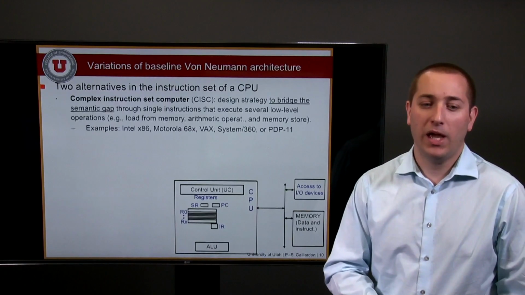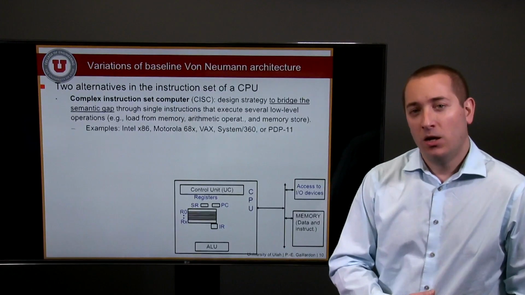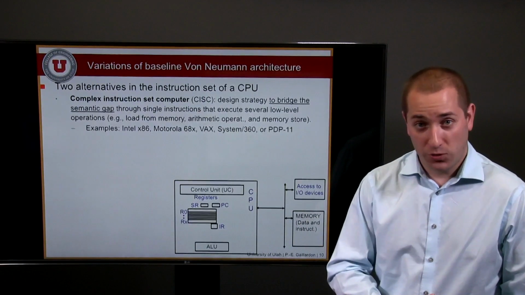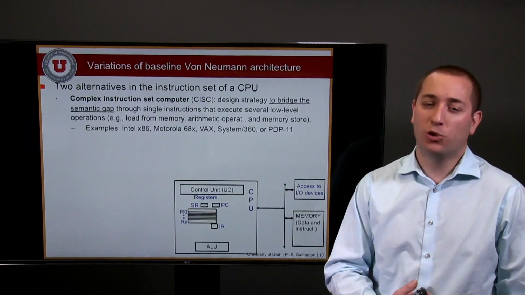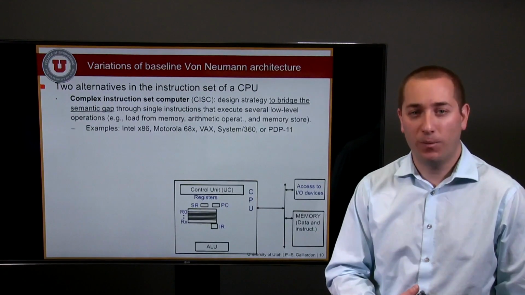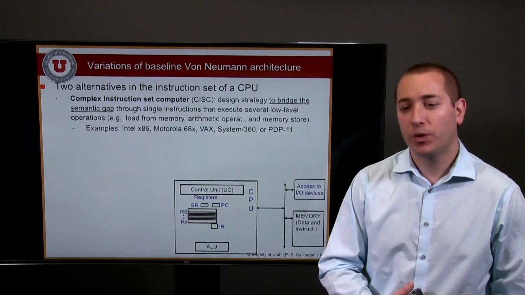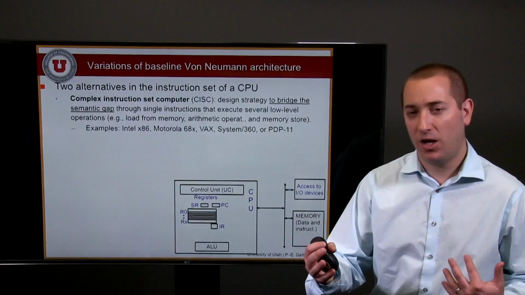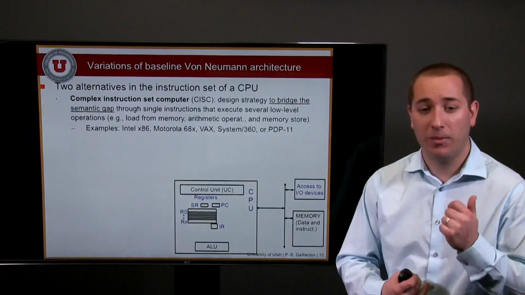There are obviously a couple of variations from the baseline von Neumann architecture. And the first one is the instruction set. We are using in this class reduced instruction set architectures that are very popular nowadays, but in the past, people used to create processors with very complex instruction sets. They were called CISC computers, complex instruction set computers. And the idea here was to bridge a semantic gap between very complex operations and what your processor could do and how complex it was to program them.